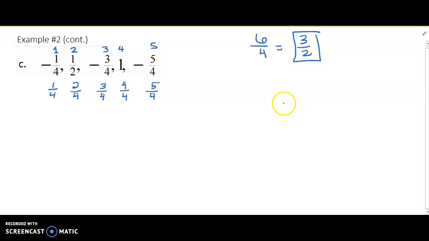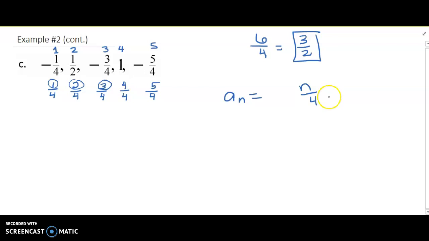Okay, and then if I wanted to find a rule, A sub n, and for now I'm going to forget about the negatives, so I'm going to leave a little bit of space here. And notice, this is my first term, second term, third term. So I'm just going to put n over 4.